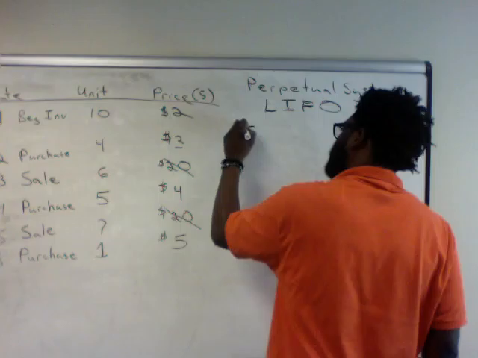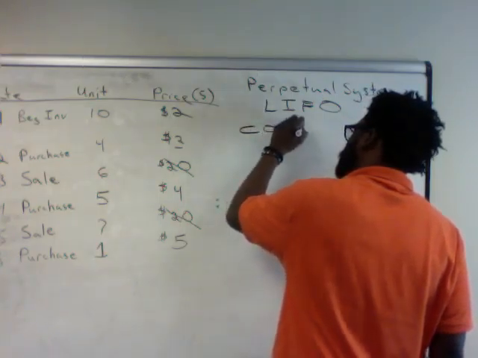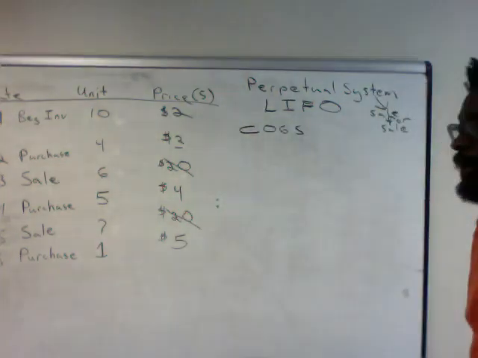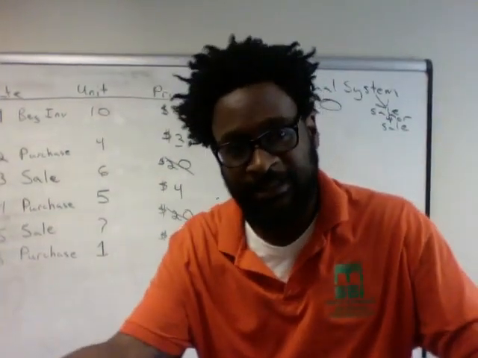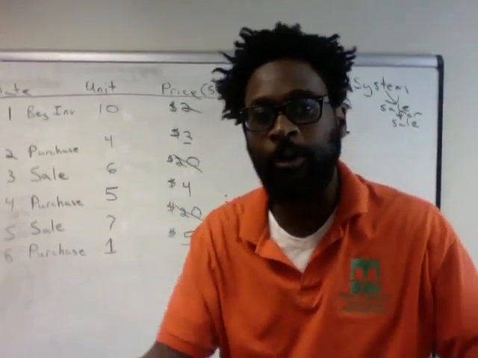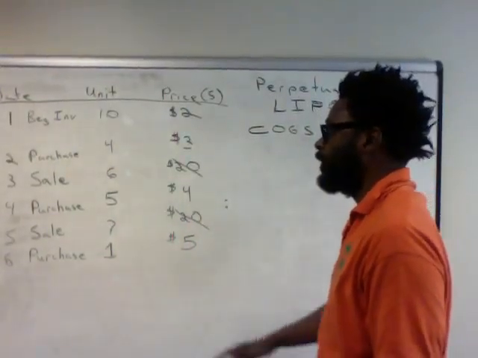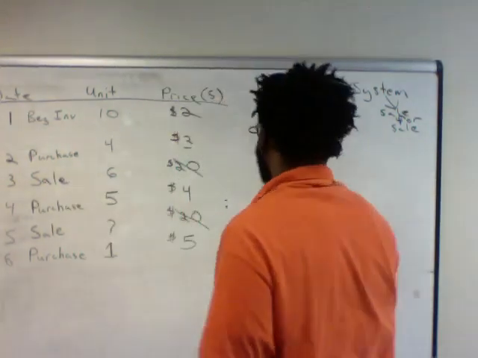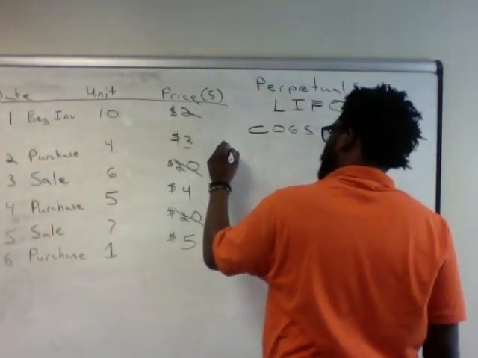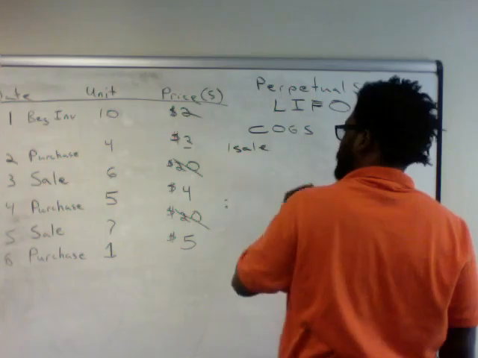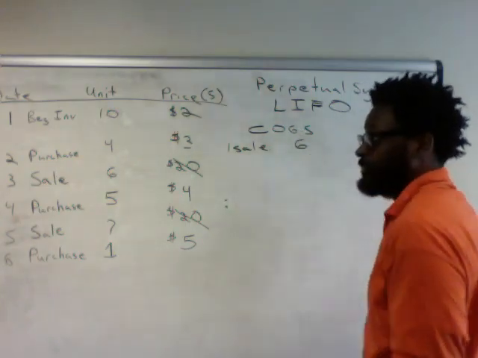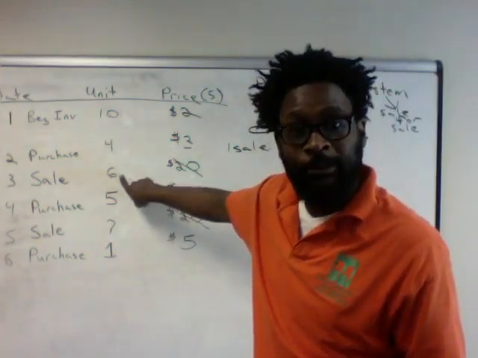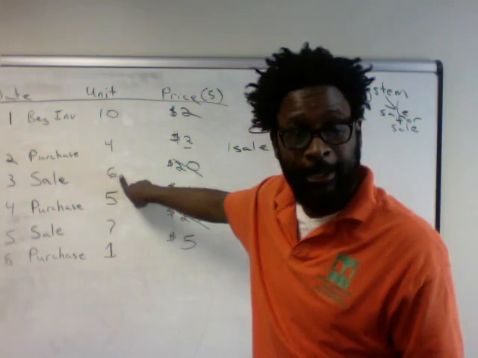So, let's begin. Always start with the cost of goods sold first. And again, even though we're practicing LIFO, we're going to move in a chronological fashion. So we're going to go with our very first sale. Our very first sale was how many units? 6 units. Very first sale was 6 units, okay?